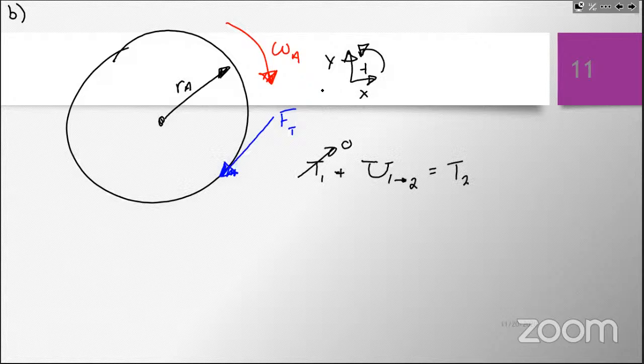Well, remember, T1 is still 0. In this case, if we've isolated half of the system, T2 is just one half I_A omega_A squared. I've taken away half of the system. I'm only analyzing the energy of this portion, the working energy on this portion. Turns out if you crunch the numbers here, this is 126 joules.